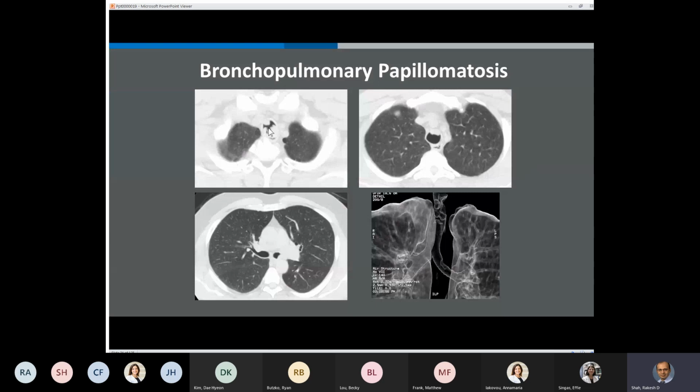Here's another one. Again, these are usually young patients, and they'll have multiple lesions at different parts of the trachea that protrude into the lumen. And sometimes they can extend and grow into the lungs. And again, multiplanar imaging can show the abnormality a little bit better.